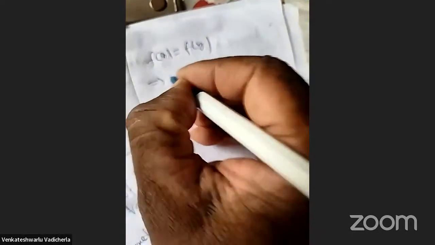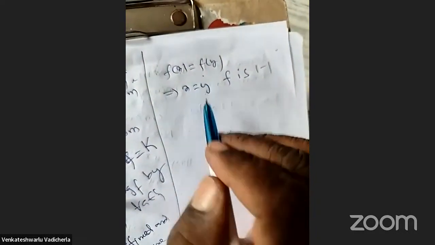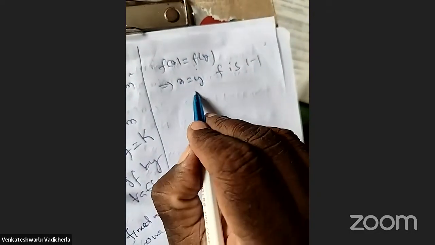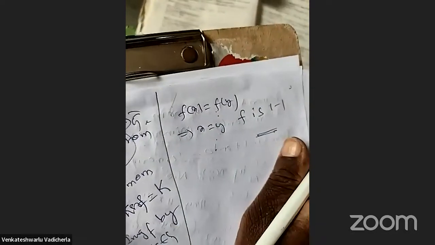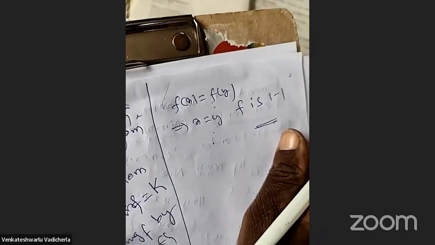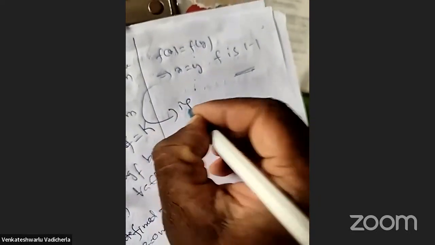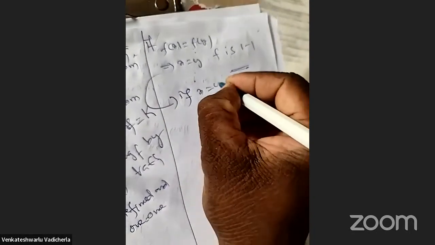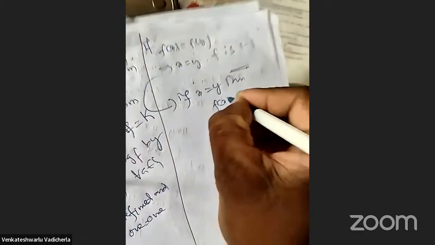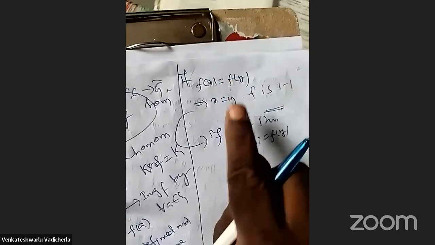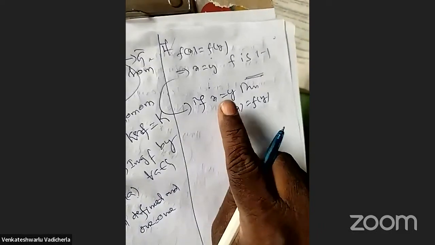f of x is equal to f of y. Two images equal implies x is equal to y. What is the definition? f is one-one: if two images are equal, the elements are equal. In lower classes, in 8th or 9th, they say different elements have different images; that function is also one-one. The reverse of this: if x is equal to y, then f of x is equal to f of y. If elements are equal, then images are equal, so f is well defined.